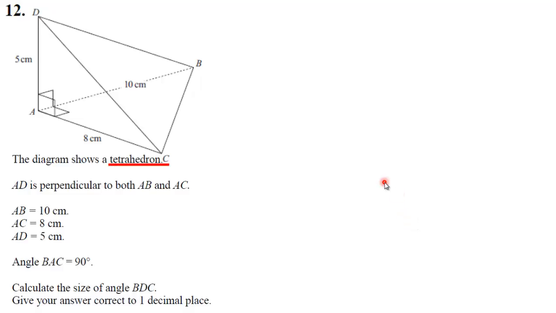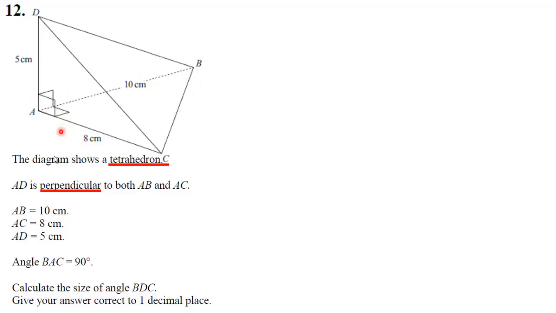In this question it says the diagram shows a tetrahedron. A tetrahedron is like a pyramid, but all the faces are triangles, and this one has a triangular base there. It says AD is perpendicular to both AB and AC. Perpendicular means at right angles, and we can see that here. So AD, the height, is perpendicular to both AB and AC.